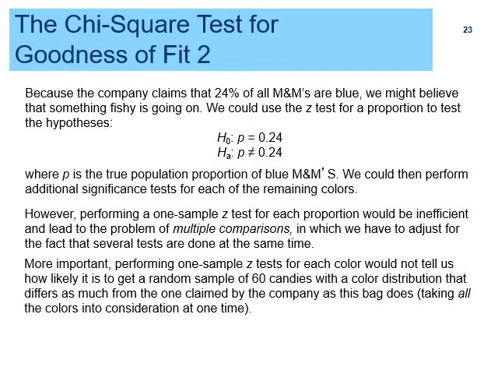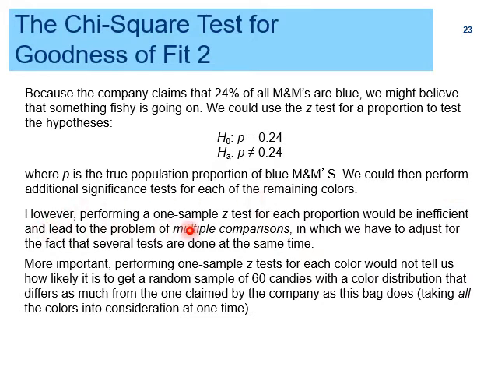We might believe that something fishy is going on. We could use a z-test for a proportion to test the hypothesis. The null hypothesis is p equals 0.24, whereas the alternate is that it's not equal to 0.24, where p is the true population proportion of blue M&Ms. We could then perform additional significance tests.